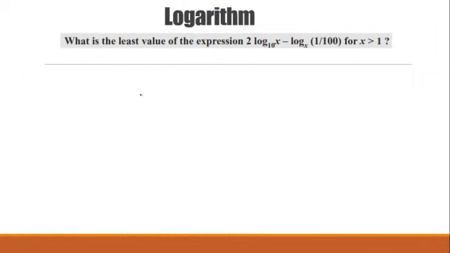Welcome, my dear students. Today I am going to discuss some important concepts in logarithm. We are going to solve two or three problems in this session. Log is one of the most important chapters as far as algebra is concerned. Why? Because logarithm has huge potential in terms of application.